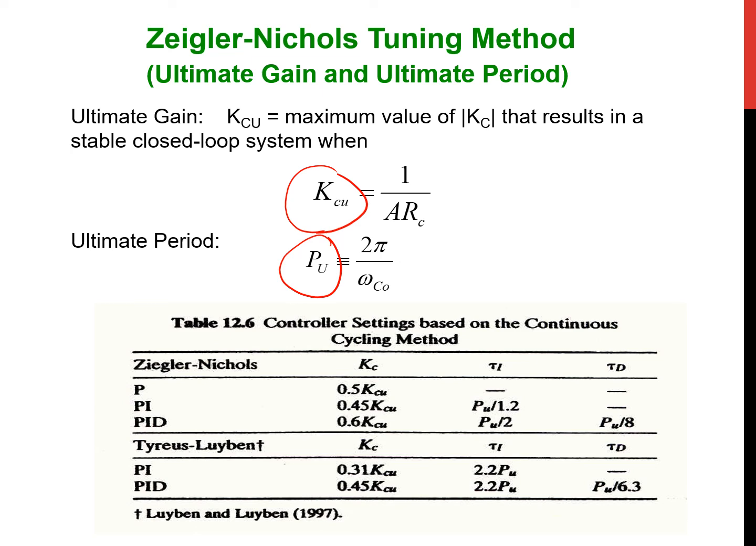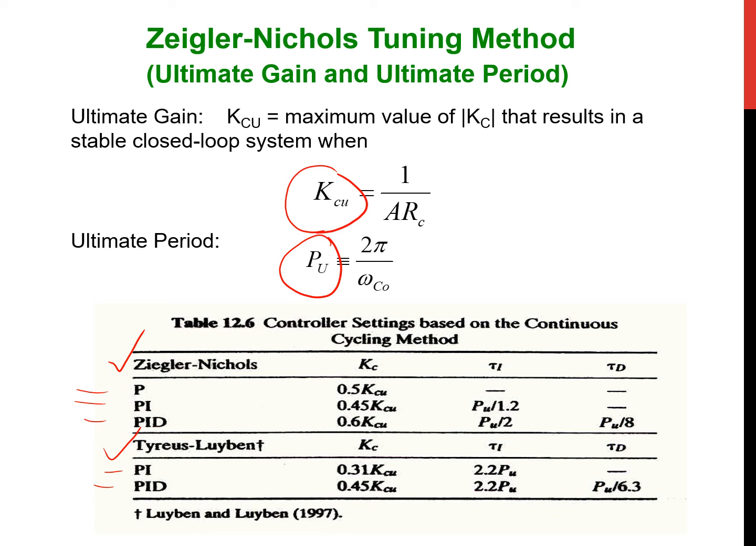And then PU stands for the ultimate period. The formula is 2 pi over WCO, where WCO is the critical frequency. So once we find the KCU and PU, we can substitute using either the Ziegler-Nichols method or the Tyreus-Luyben method. The Ziegler-Nichols method is applicable for P, PI, and PID. Tyreus-Luyben is only for PI and PID. It is not working for the P controller.